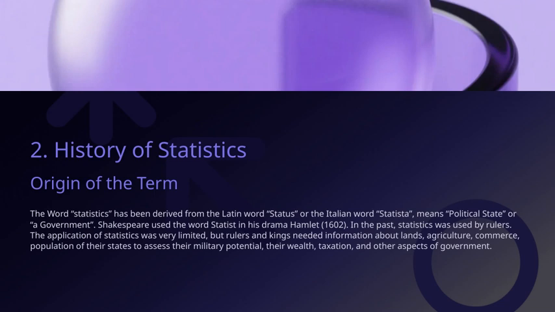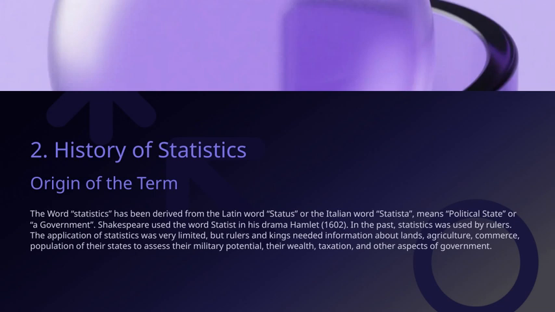Historically, statistics was primarily used by rulers and kings. Its application was quite limited, but it played a crucial role in governance. Rulers needed information about their lands, agriculture, commerce, and population to make informed decisions. This information helped them assess their military strength, economic wealth, taxation policies, and various other aspects of running a state. So, even in its early days, statistics was fundamentally about gathering data to better understand and manage a nation.